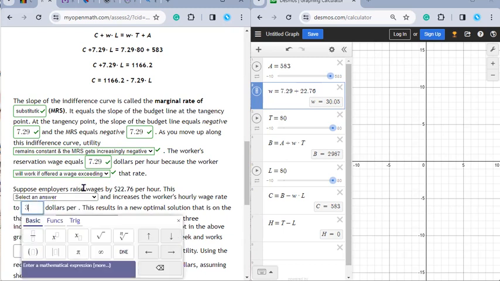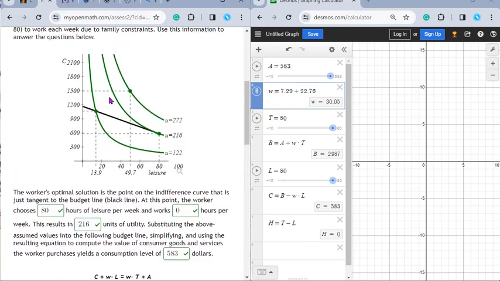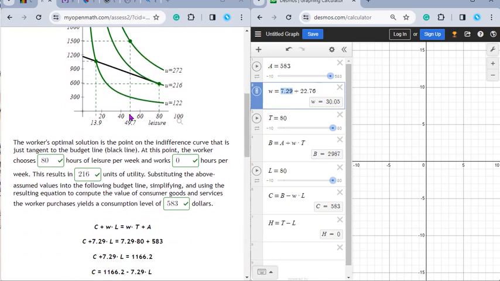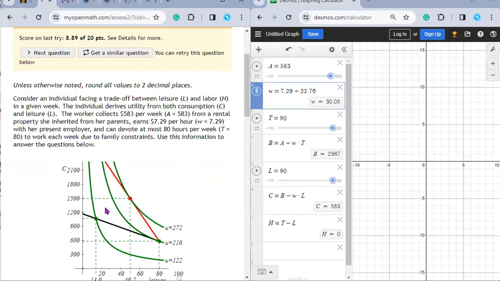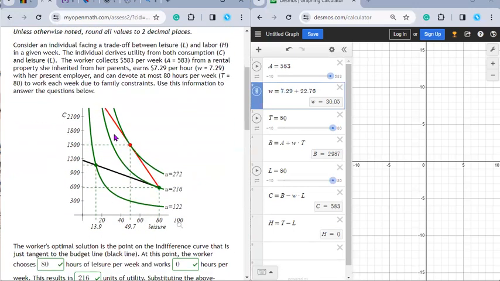Now, what's that going to do to our line up here? This line is pretty flat because the wage was only 7.29. When the wage goes to $30.05, it's going to be much steeper. So the line is going to steepen. It's not going to flatten the budget line, it's going to steepen the budget line, and that's exactly what happens. And we get a new optimal solution.